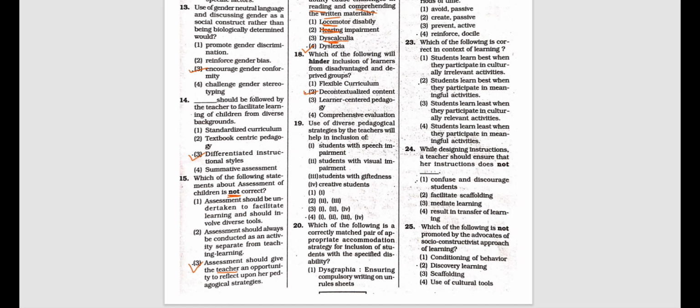All right, so here the correct answer: when a teacher is using diverse, meaning many different types of teaching strategies, then it will help students with speech impairments. Yes, it will help. Students with visual impairments, again it will help. Students with giftedness, it will help. Creative students also it will help. So it will help all, which means all of the above, which means option number 4, 1, 2, 3 and 4, right? Good.